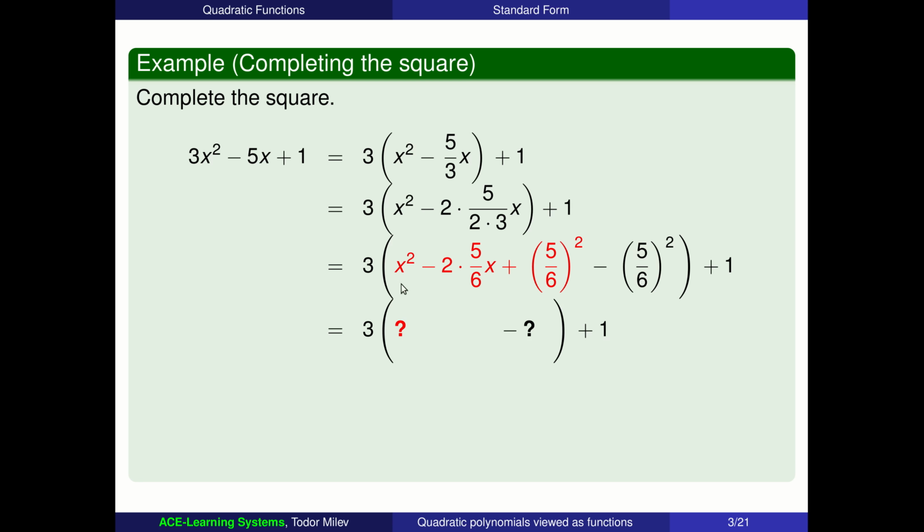Now as we mentioned, this here is a perfect square. And that square is, I'm sure you remembered what we just did, x minus 5/6, the whole thing squared. Now what happens when we take 5/6 and square it? Well, 5 squared is 25 and 6 squared is 36, so there we get 25/36.